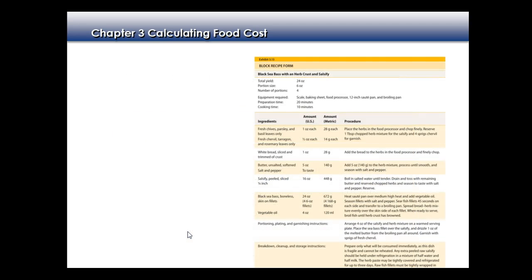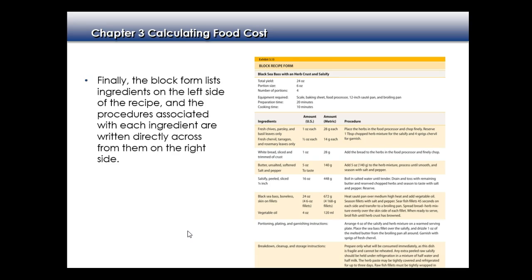The most popular one is the block recipe form. So it has everything all listed on one side and the procedures on the other side. And you notice once again it has your yields up top and all your stuff needed for it.